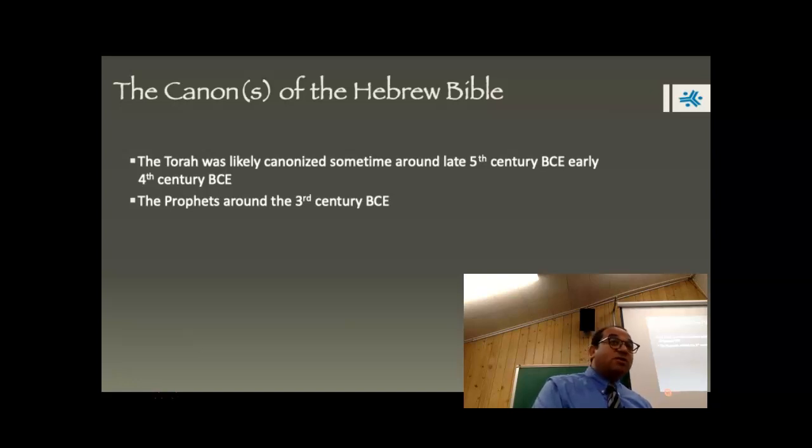The prophets, scholars suggest that maybe they were canonized around the 3rd century BCE, and that's one of the reasons why Daniel is not among the prophets, because Daniel, according to some scholars, was written in the 2nd century BCE. So the prophets were already closed or canonized in some ways. The writings, some scholars suggest that they were canonized around the 1st century CE.